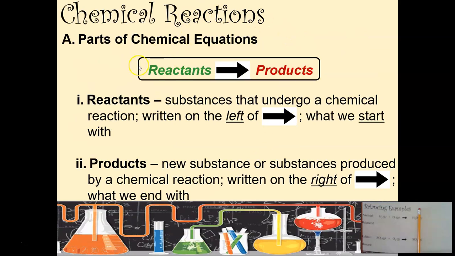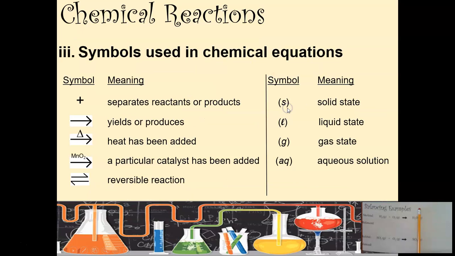Different parts of the chemical reaction: we have reactants that are going to be on the left and products that are going to be on the right. Reactants are kind of like the ingredients in a cake, and the products would be the cake. So reactants undergo some sort of chemical change. They're written on the left-hand side of this arrow. This arrow is called a yield sign, and it's what we start with. The products, or the new substance that's going to be produced, is written on the right of the yield sign.